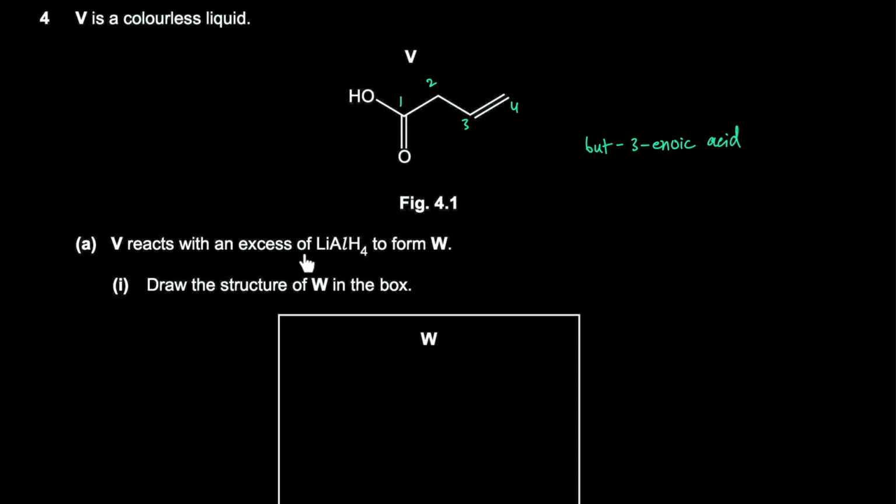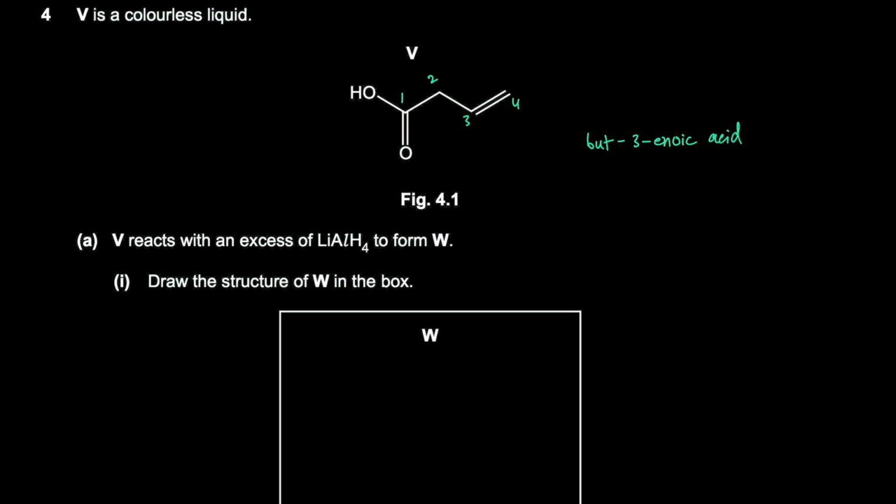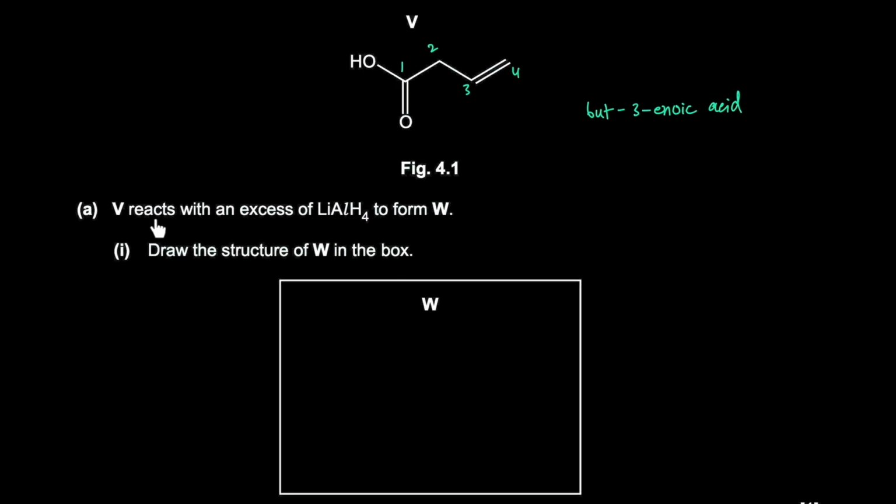V reacts with an excess of lithium aluminum hydride to form W. Draw the structure of W in the box. Now, when V reacts with lithium aluminum hydride, that's a reducing agent that reduces carboxylic acids and carbonyl compounds. Here we have a carboxylic acid, a carboxyl group. So that'll become a primary alcohol. This will reduce the CO2H to a CH2OH. So what do we end up getting? We have 1, 2, 3, and then 4. The alkene will remain unchanged. Alkenes can only be reduced by hydrogen and nickel as far as we're concerned. And we end up with a CH2OH. The COOH becomes a CH2OH.